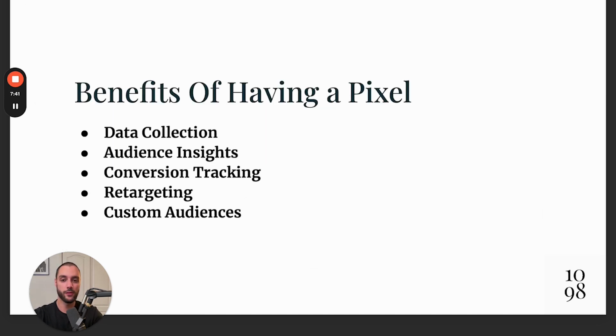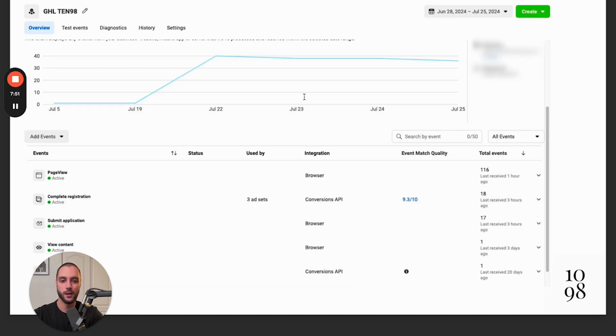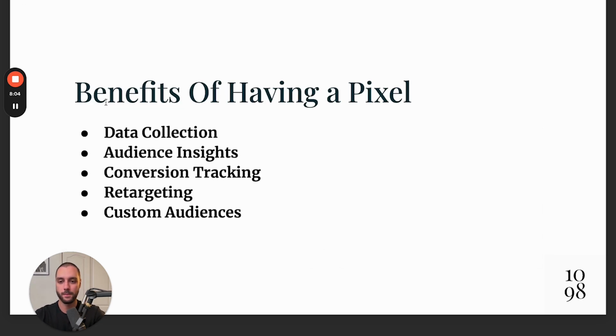So what are the benefits of having a pixel or the Conversions API set up on your website? First of all, like we were talking about, the data collection, of course, and the audience insights. So everything on here, just being able to see, not specifically who, but what people are landing on page-wise and what forms people are filling out, so you can make adjustments accordingly. And then we have conversion tracking. So what is conversion tracking? Let's say I'm running a lead generation campaign.